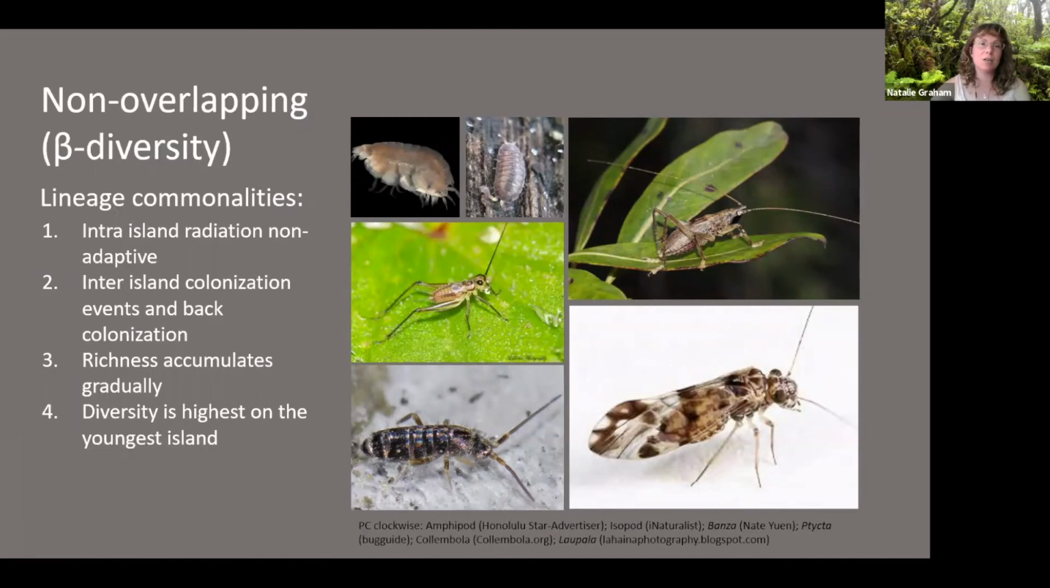Here we tend to see intra-island radiation be non-adaptive. Again, it's not that they're filling the niche space. It's more that they're just dividing up the geographic space in one way or another. With inter-island colonization, there are multiple inter-island colonization events, or they're going from the younger island back to the older island, so they're not following that progression rule. Richness tends to accumulate very gradually or not at all over time, and diversity is actually highest on the youngest island for a lot of these lineages.